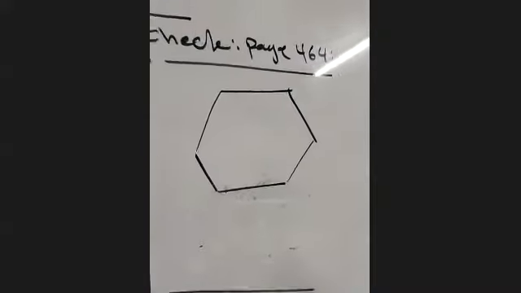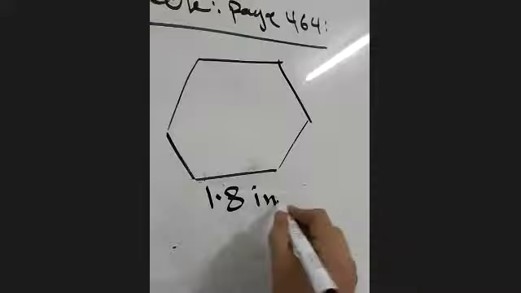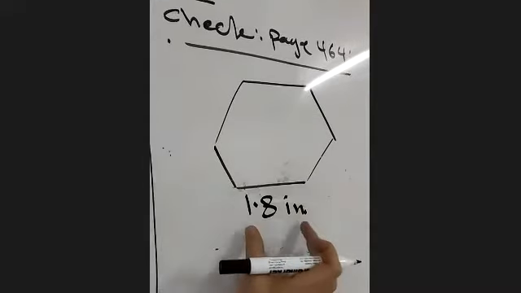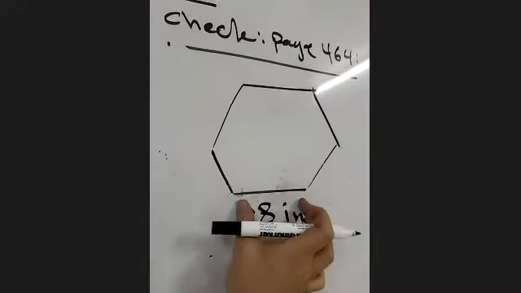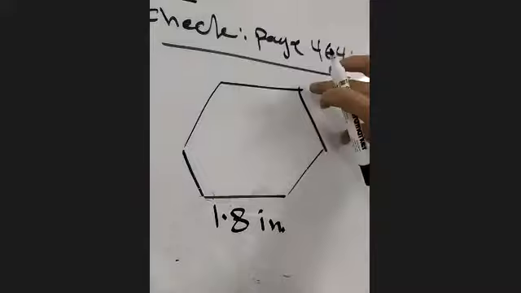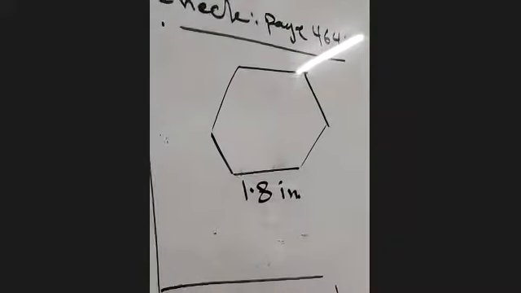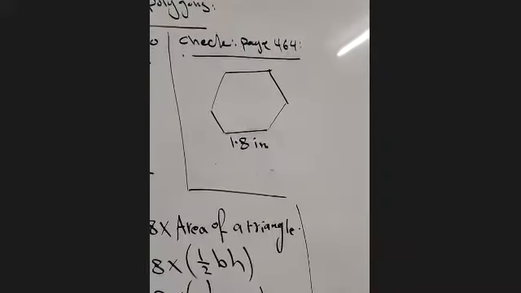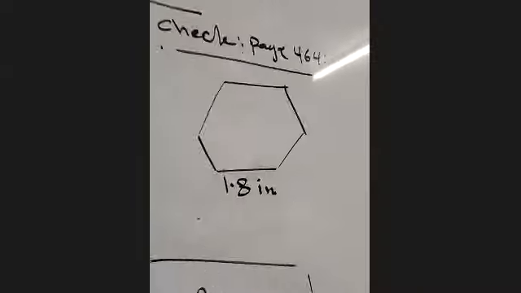Continue. Regular hexagon, each side of the hexagon is 1.8 inches. Each side is 1.8, means this 1.8, this 1.8, all of them 1.8. Continue. Find the area of the hexagon. Good. Let's find the area of the hexagon.